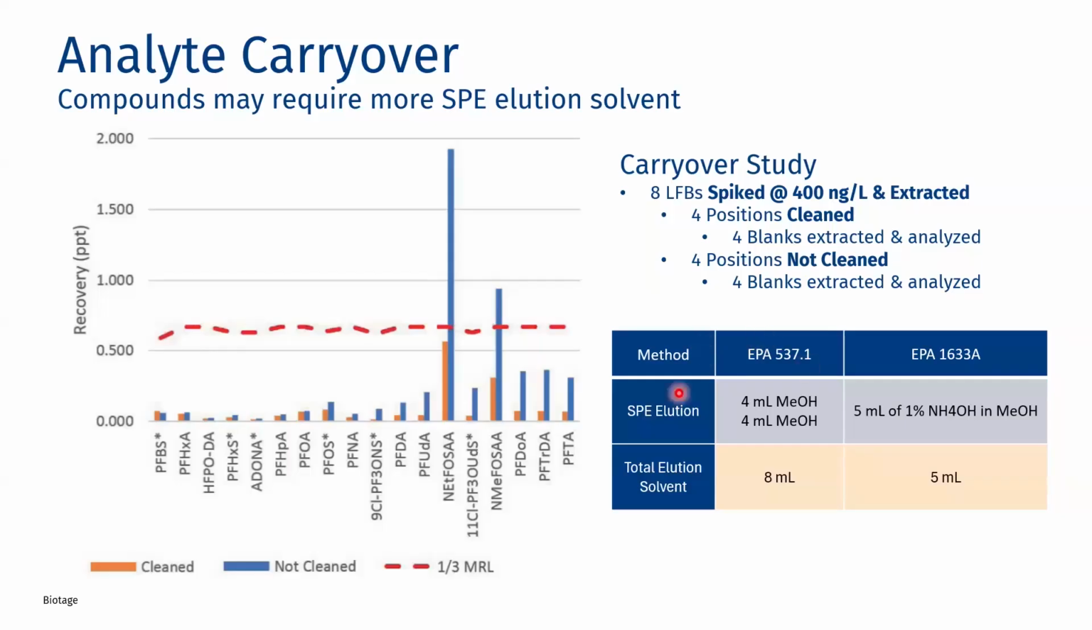And when we compare the SPE elution volume, you can see that 537.1 uses 4 mLs twice of methanol, so 8 mLs total elution solvent, whereas EPA 1633A only uses 5 mLs of elution solvent. So it may be the variation in the NetFOSAA is actually due to the fact that EPA method 1633A doesn't use as much solvent for elution when compared to 537.1.